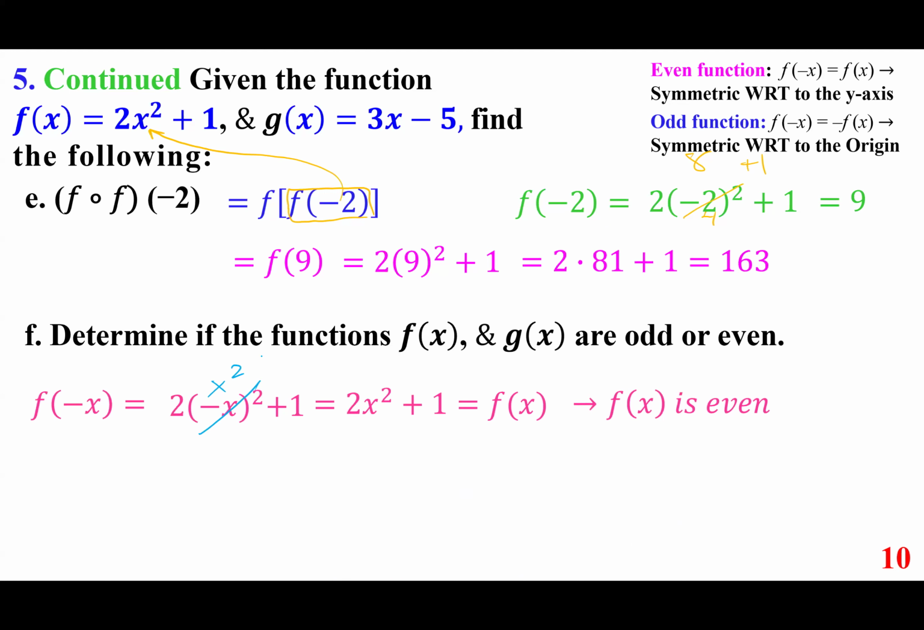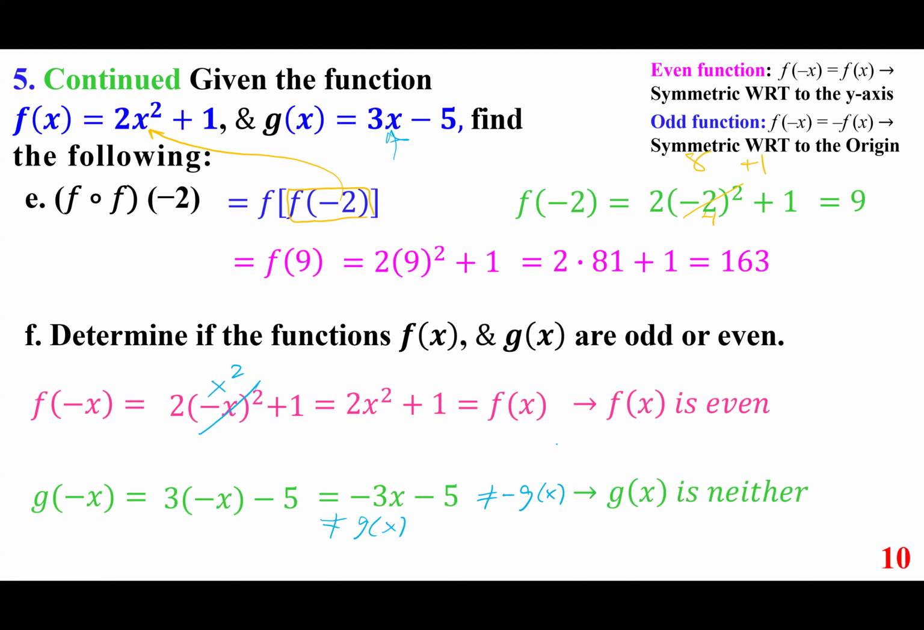We're going to work on g of x. We're going to do the same thing. We are going to replace the x with negative x. And we get minus 3x minus 5. As you can see, this is not equal to g of x, so it's not even. This is not equal to minus g of x, so it's not odd either. So g of x is neither odd nor even.